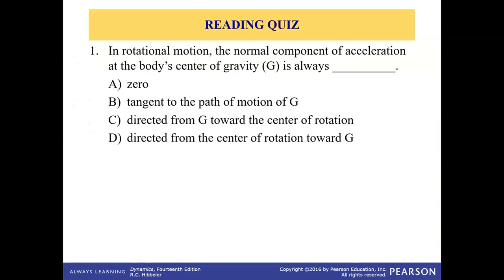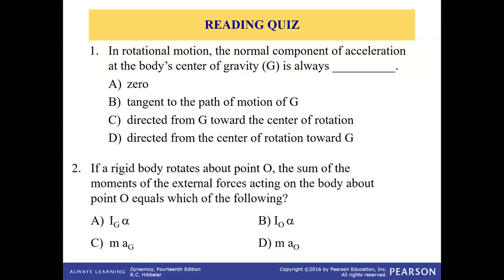So we start with a reading quiz. In rotational motion, the normal component of acceleration at the body's center of gravity is always, and we have 4 options. This question is asking: if the rigid body is rotated about its center of gravity, its center of mass, so the center of mass is the point of rotation, then what is the normal component of the acceleration? If the body is rotated from its center of mass, then the normal component is 0. So the correct answer is A, 0.